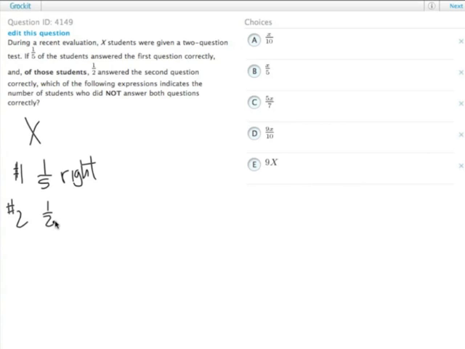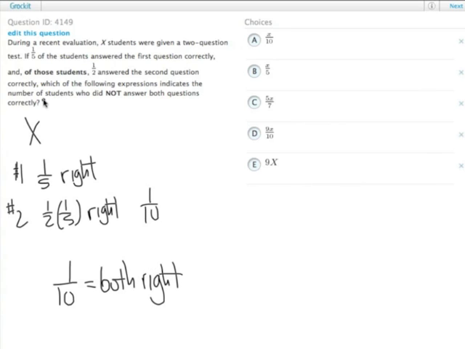So one-half of one-fifth of the students got this one right. So that's a total of one-tenth. So one-tenth of the students got number one and number two right. One out of 10 equals both right.